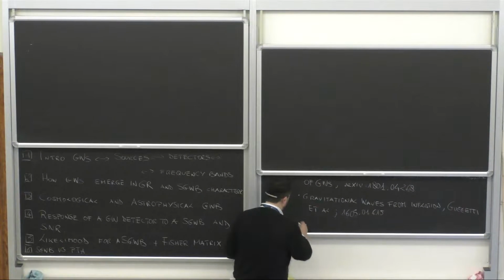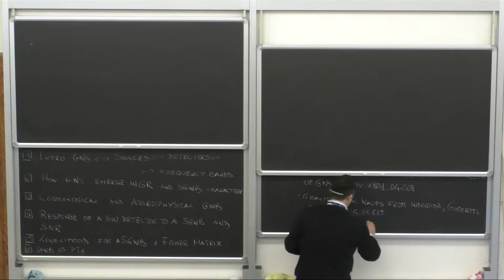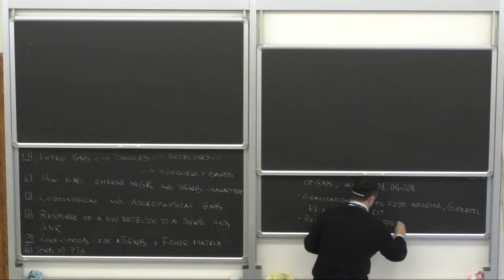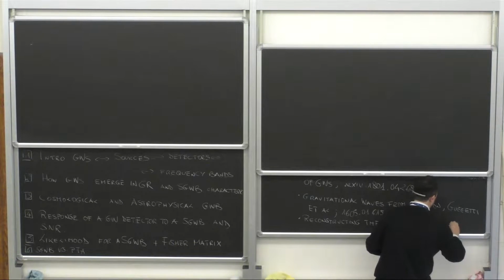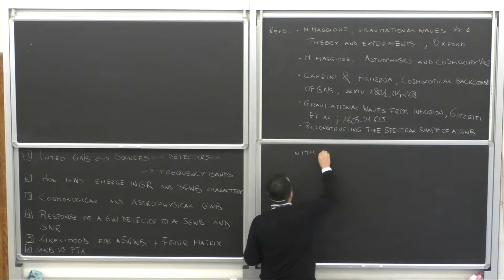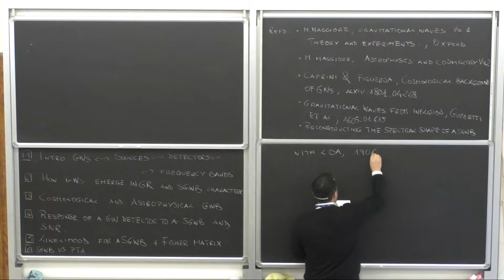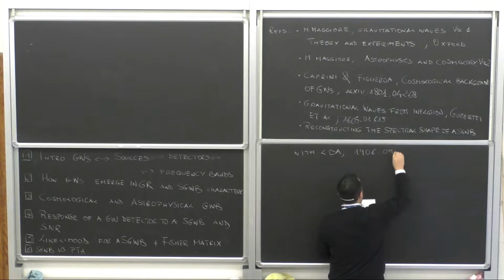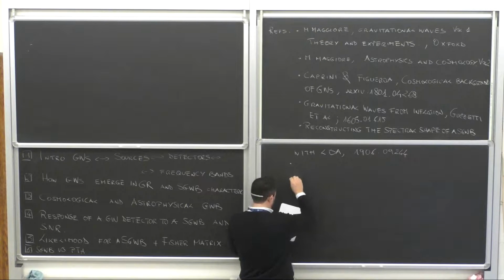Then you have a paper, Reconstructing the spectral shape of a stochastic background with LISA, and it is 1906.09244. Then there is the second paper, which is an extension of the first when you consider three channels in the LISA detectors.